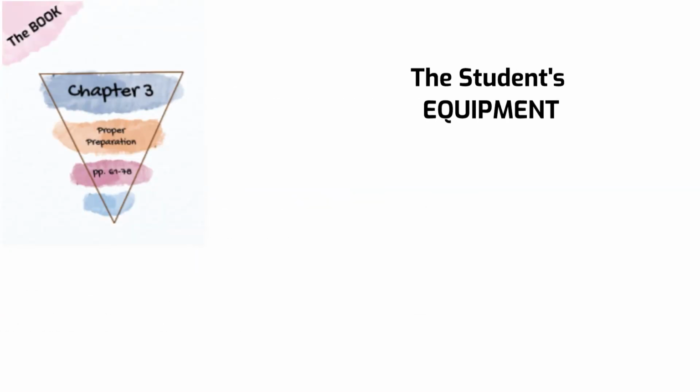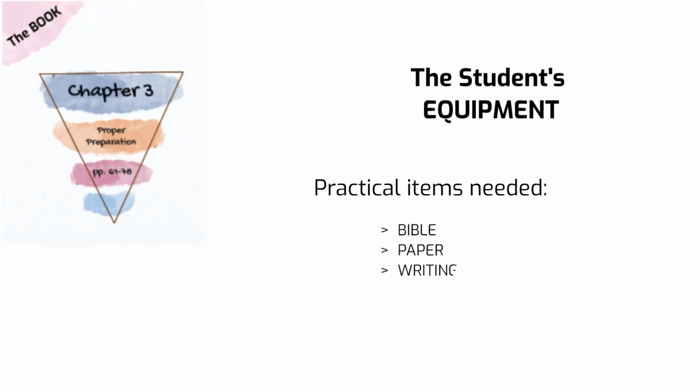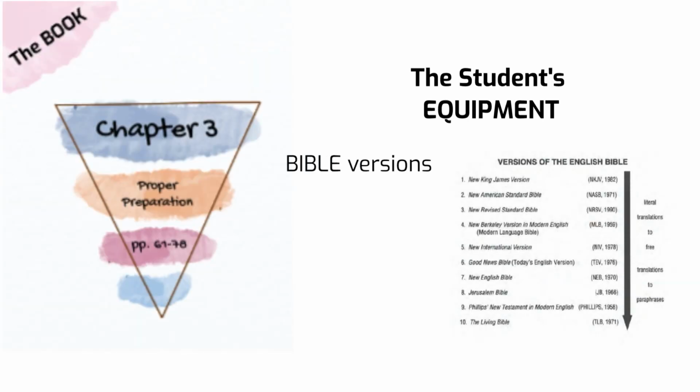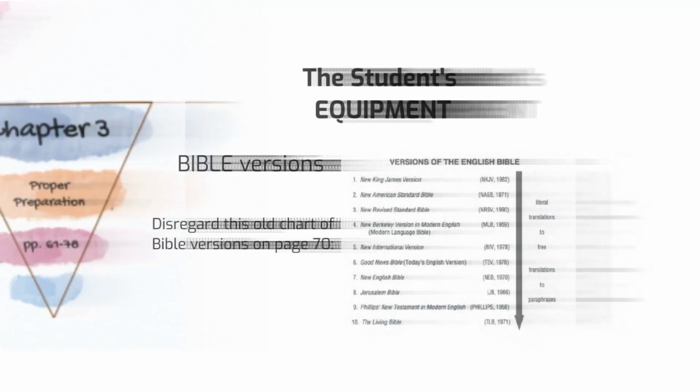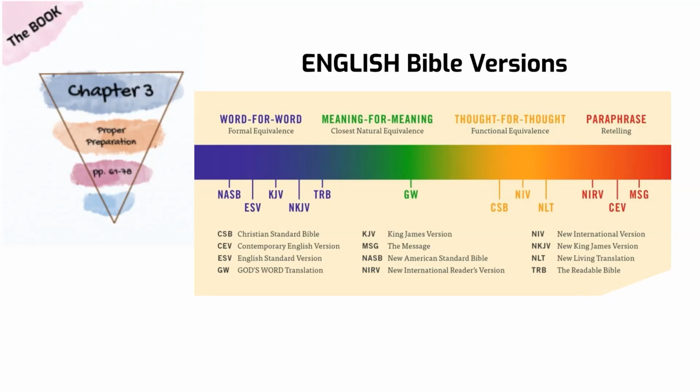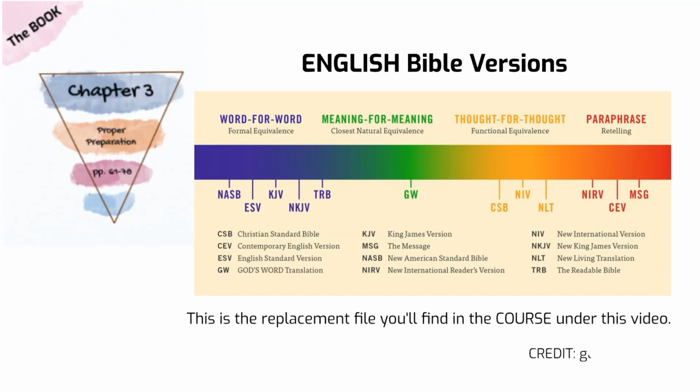Now under the student's equipment. This section covers the practical items you'll need for charting your Bible study. Your Bible, paper, writing tools, and outside helps. An important note about the section on Bible versions. This chart on the English Bible versions appears on page 70, which of course is outdated. So I've included this file in the course showing the latest English versions from godsword.org. The version we'll be using in this course is the NASB.